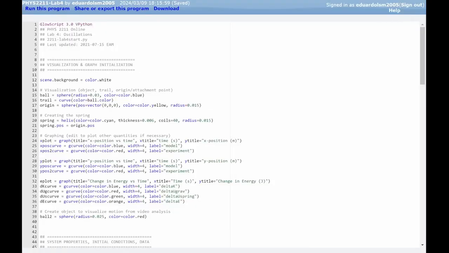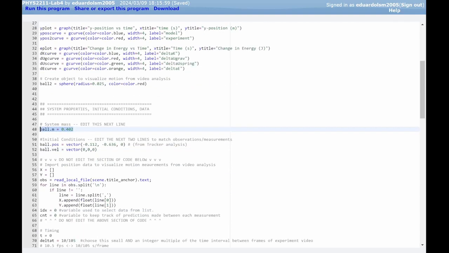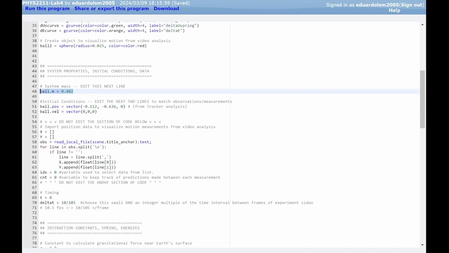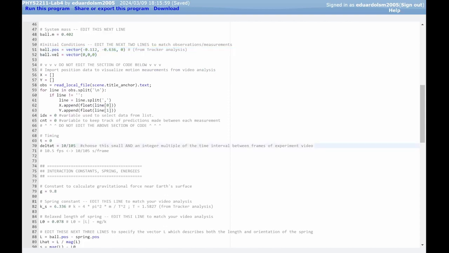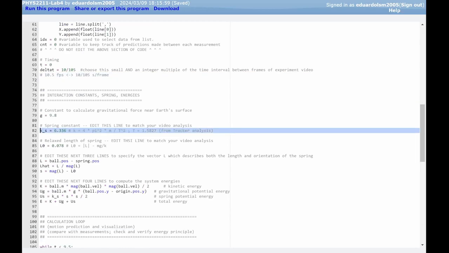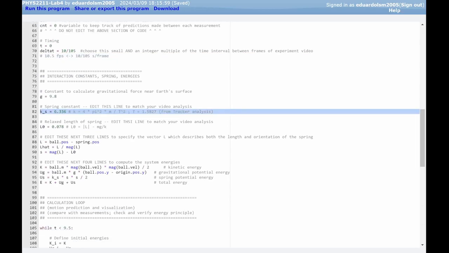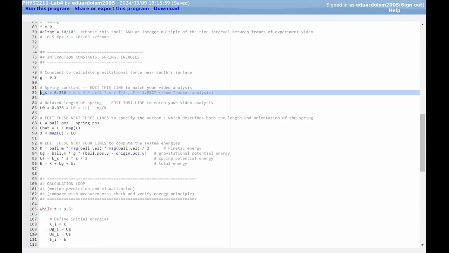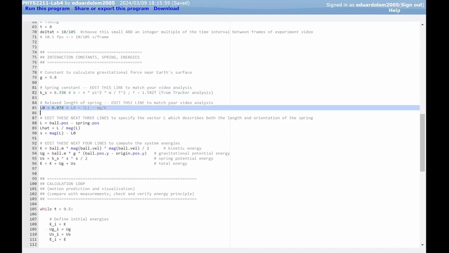Here's my GlowScript code for this lab. Here's the mass I used, which I got from the lab instructions, and here's the initial position and velocity, which I got from the video I used to analyze in tracker, as well as the delta t I used in the simulation. In this line, you can see how I calculated the spring constant with the method I mentioned previously. And here I got the relaxed length of the spring by setting the spring force at the start of the video equal to the gravitational force, because since the mass is at rest, both forces have to be equal.